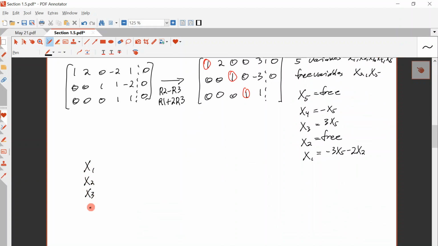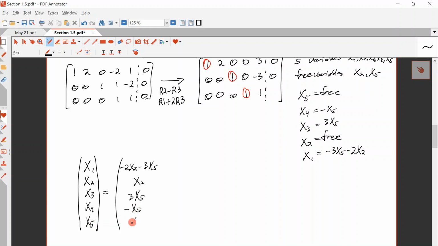x1, x2, x3, x4, x5 is equal to, so x1 is minus 3x5 minus 2x2. And then x2 is free, so we just write x2. And then x3 is 3x5. x4 is minus x5, and x5 is free, so we just write x5. So now the solution is described just in terms of the free variables, x2 and x5.